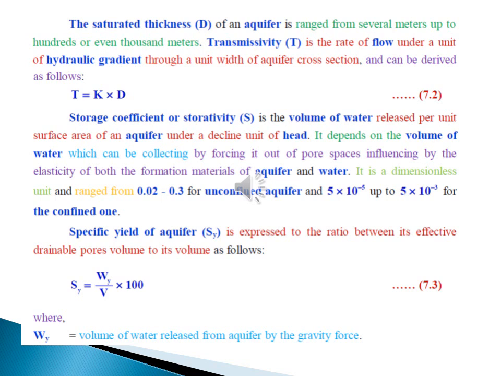Transmissivity is the rate of flow under a unit of hydraulic gradient through a unit width of the aquifer cross-section and can be derived as shown in the enclosed equation. Moreover, the storage coefficient or storativity is the volume of water released per unit surface area of an aquifer under a declined unit of head. Anyway, specific yield of an aquifer is expressed as the ratio between its effective drainable pores volume to its volume, as shown in the enclosed equation.